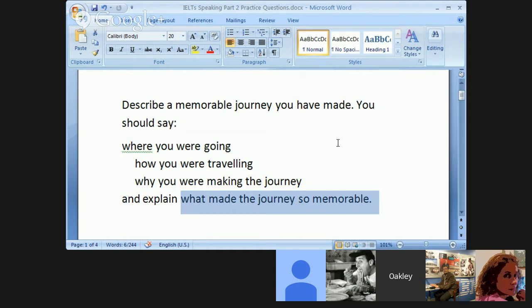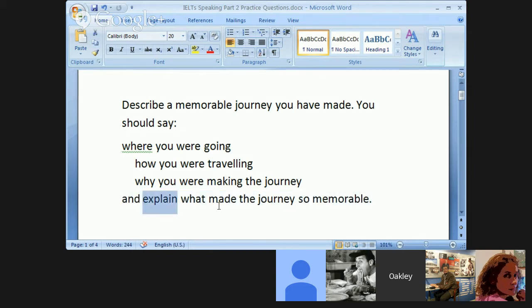Okay, one last thing while Tanya's preparing. I'm always talking about sneaky IELTS tricks, and here's another one. They frequently put the most important bullet point last. Why do I say that? Well, here's a good example.